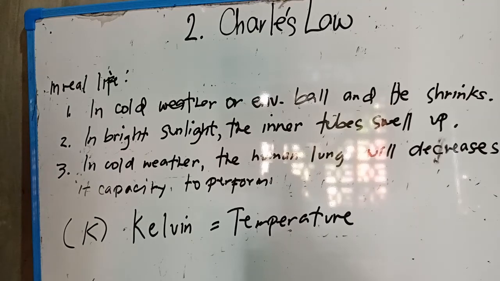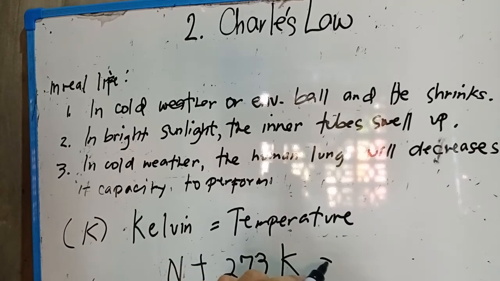So, for this Charles law, we all know that the Philippines uses degrees Celsius for temperature. But for Charles law, we will use Kelvin to solve the temperature. We know that to solve for Kelvin, we use Celsius plus 273. So, that is what we will use to solve for the Kelvin. Celsius plus 273 equals Kelvin. That is the formula for us to solve the Kelvin.